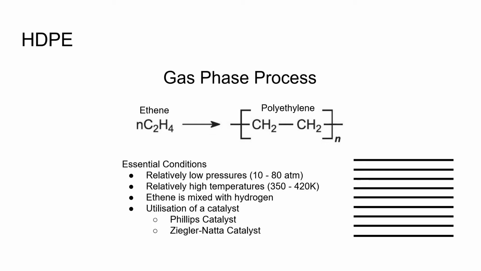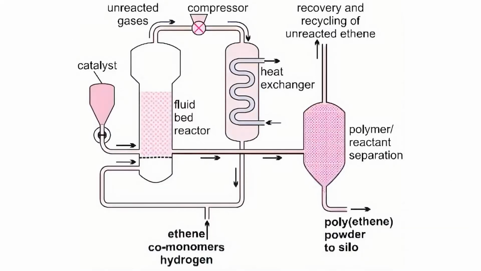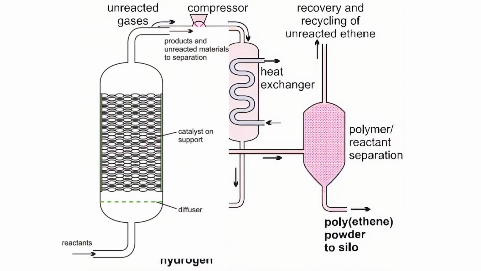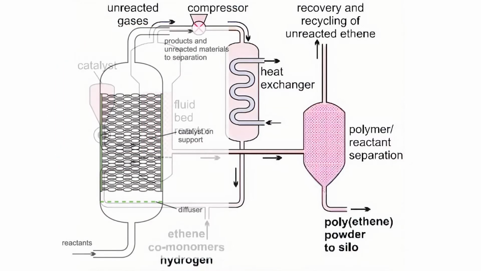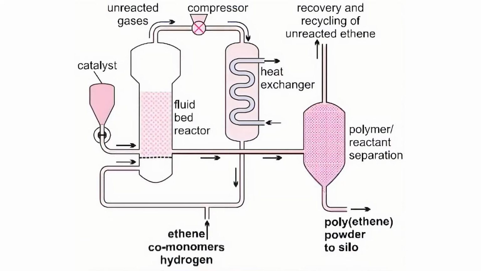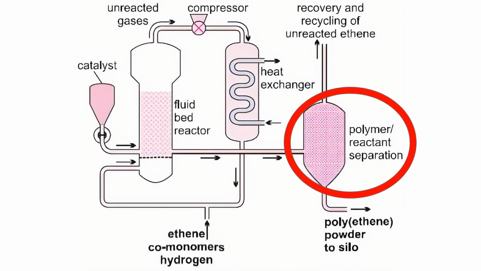The Phillips catalyst consists of chromium oxide in silica gel beads to increase surface area, while the Ziegler-Natta catalyst consists of aluminium attached to organic products. The process we'll be looking at is a gas phase process. This reactor consists of hydrogen and ethene being pumped into a fluid bed reactor. This is where the catalysts are placed in a chamber and are contacted with the ethene. The ethene is polymerized upon contact with the Phillips catalyst inside the chamber, and the products are then separated from the catalyst and extruded into pellets or powder.